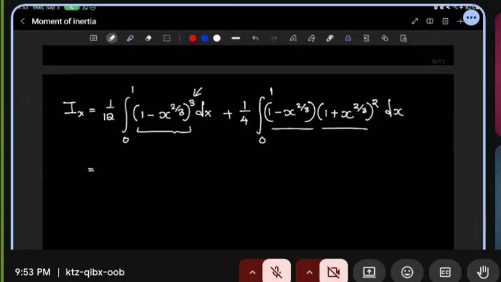I think the deployment of the parallel axis theorem we have done. Now here it's a matter of, are you able to integrate? So if you're going to expand, how would it turn out? This is from 0 to 1. Let's expand.